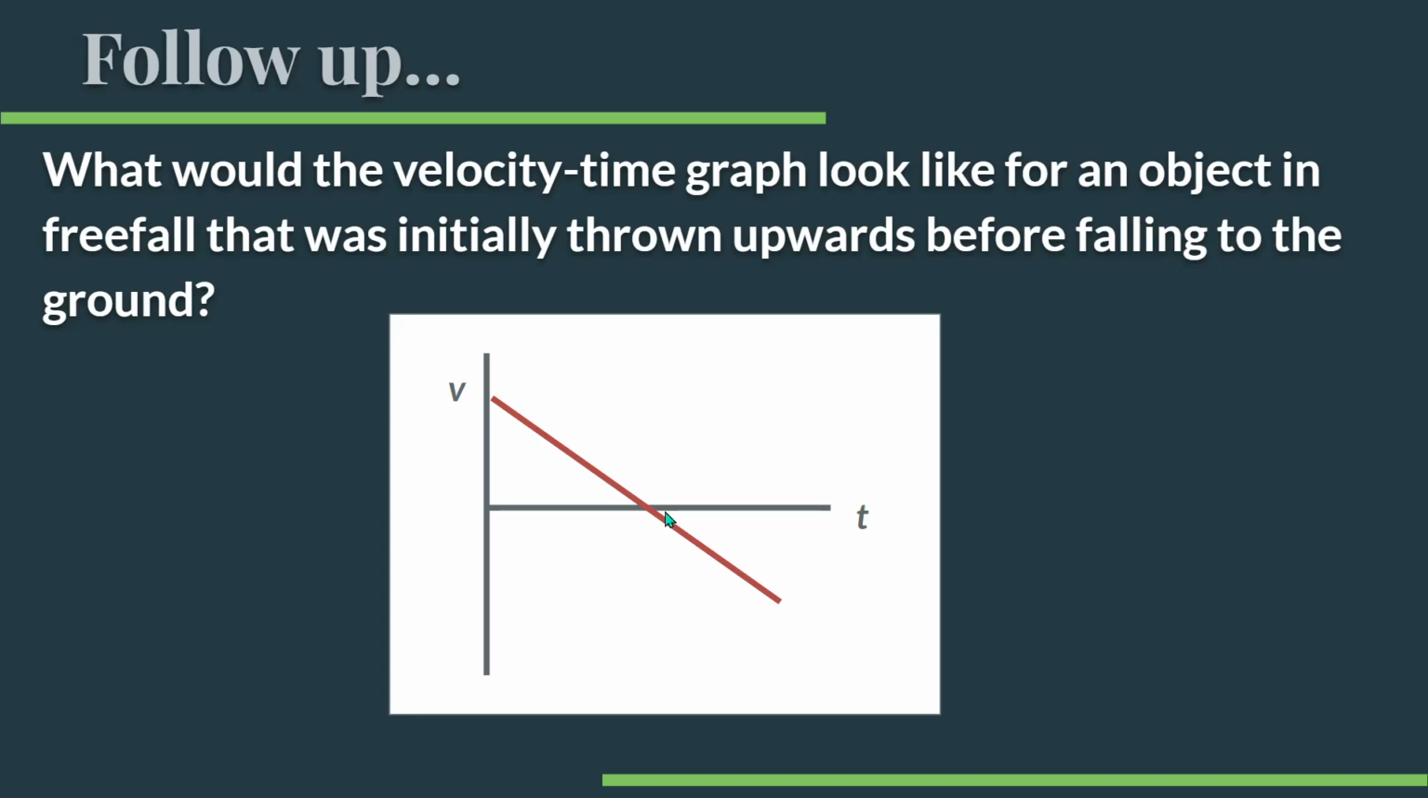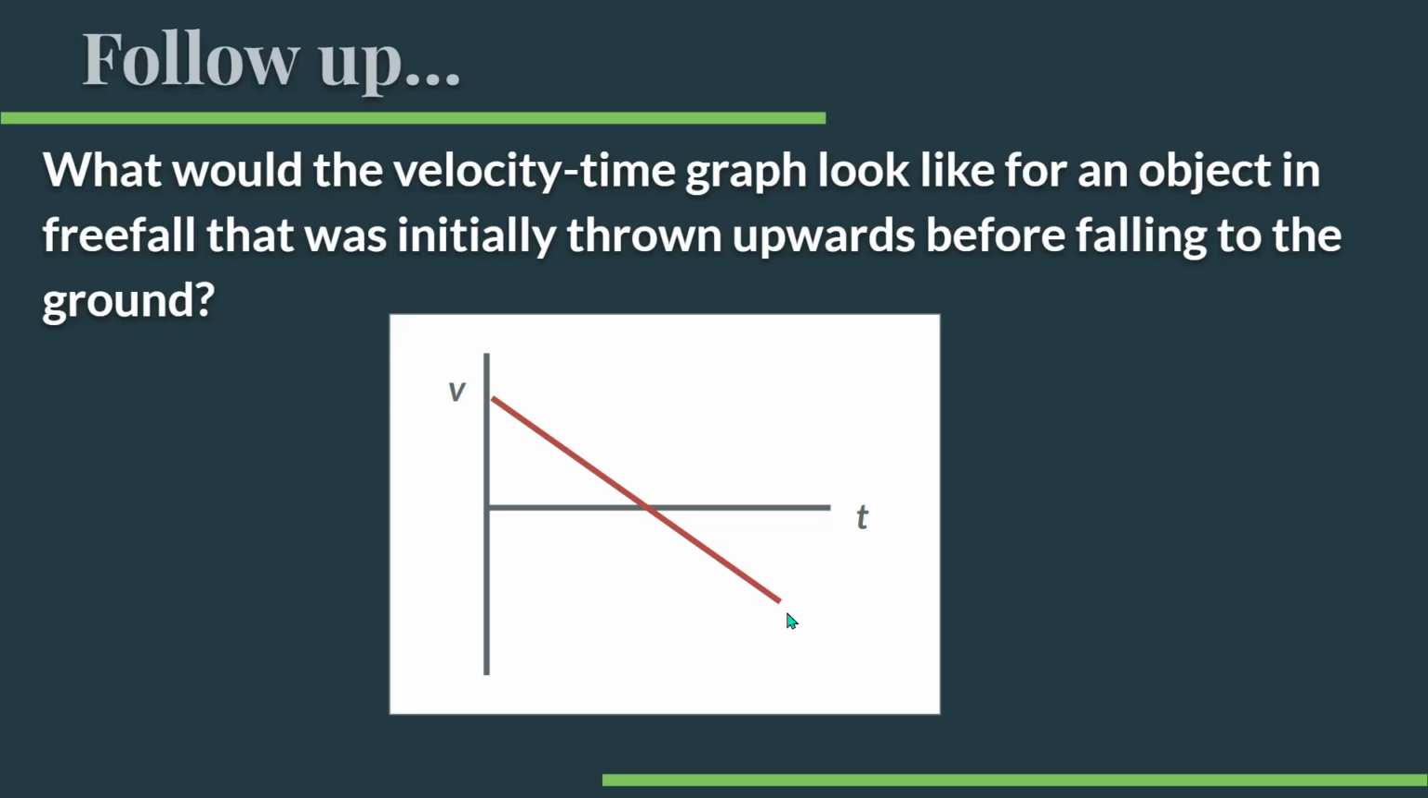So if you threw an object up in the air, and we're going to talk about this more next week, but if you threw an object straight up in the air, that is what the velocity time graph looks like instead. It starts out moving upward, it slows down to 0, it stops momentarily, and then it starts moving downward and speeds up as it falls.